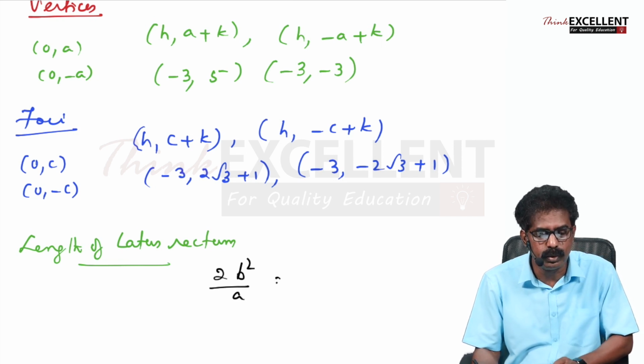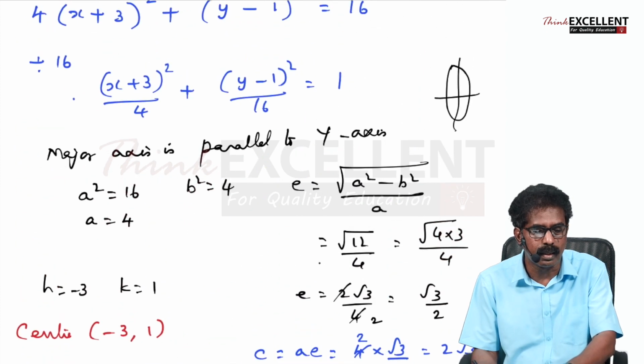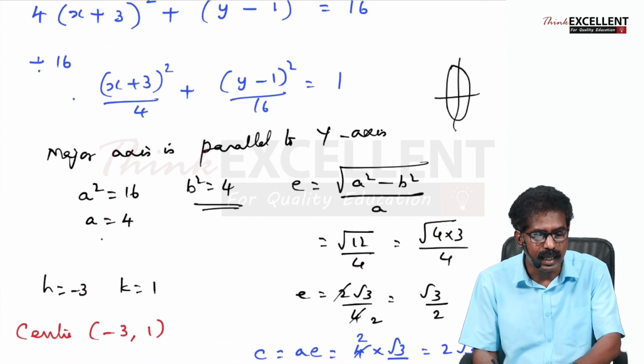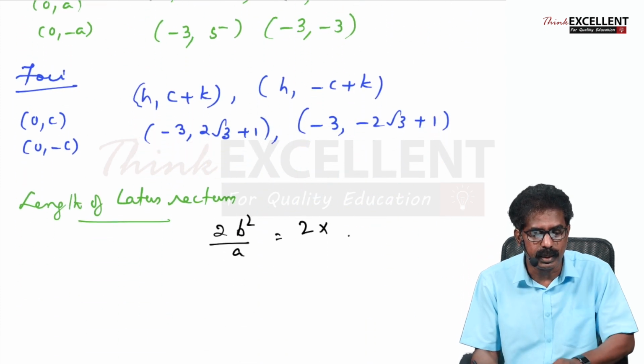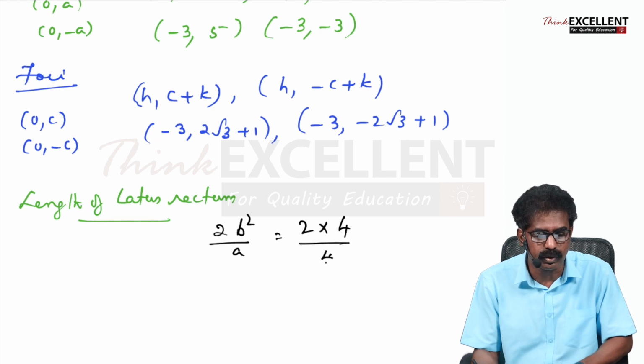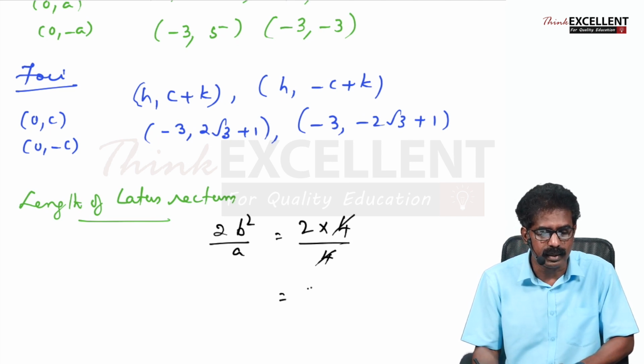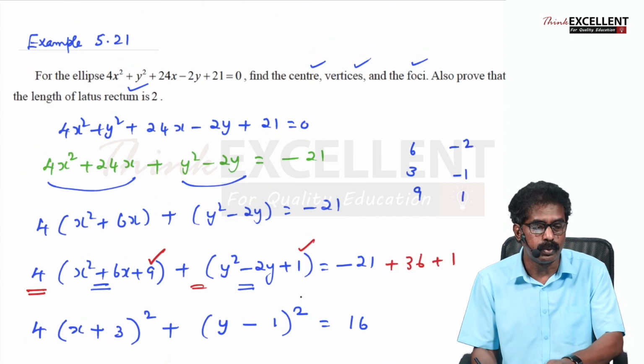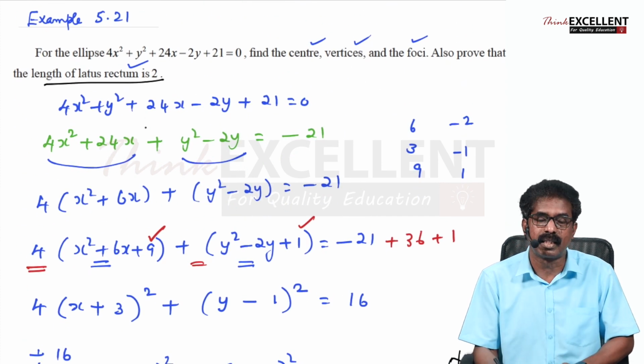So the length of the latus rectum is 2b square by a. That is 2 into b square. B square is 4, a value also 4, right? So b square is 4, a value also 4, so the 4s get cancelled. So our answer is 2 units. But this answer they gave in the question itself, right? Prove that the length of the latus rectum is 2.